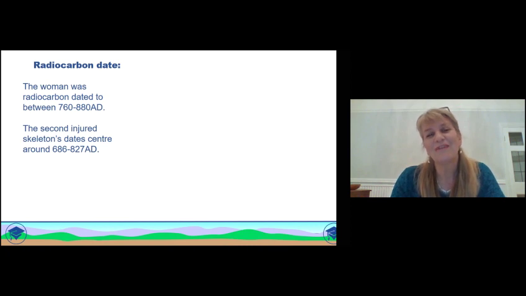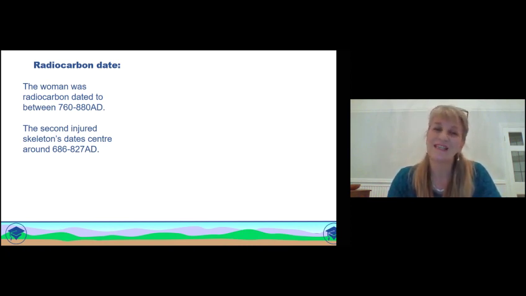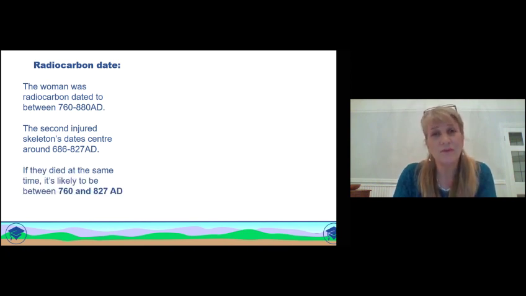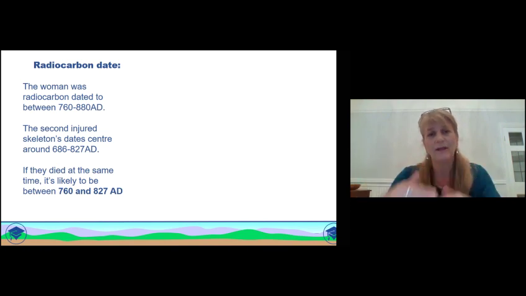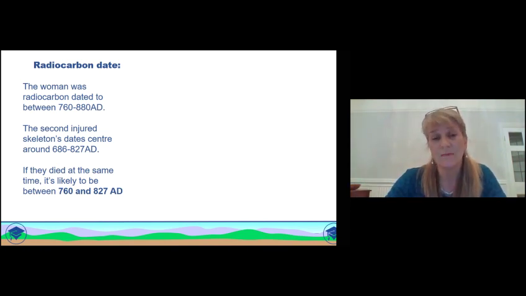We got a radiocarbon date for the second skeleton with the sword wounds as well. And those dates came out to between 686 and 827. So again, it's a wide date range. And on average, that second skeleton's dates are a bit earlier. But it's equally possible, because there's such a wide date range and there's some overlap, that they did die at the same time. And if they did, it's likely to be between 760 and 827 AD.